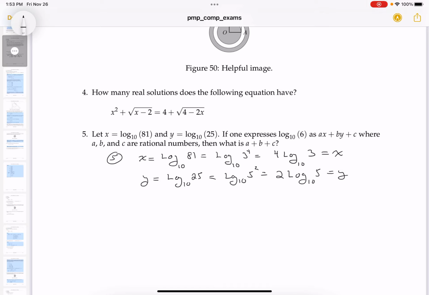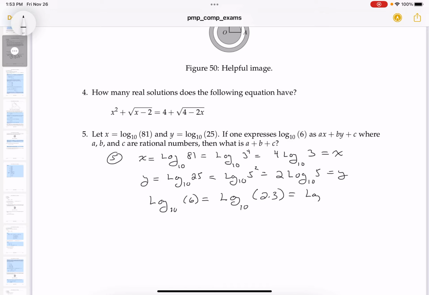Now, their question is this, though. Their question is something about the log base 10 of 6. Well, the way I'd write that down is probably to write it in terms of 2 terms. So log base 10 of 2 times 3. That's 6, right? Not much else I can do about that.